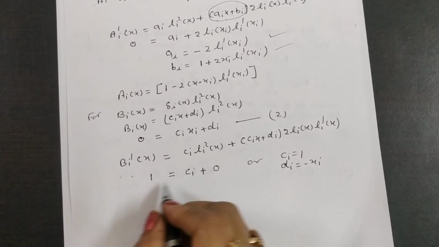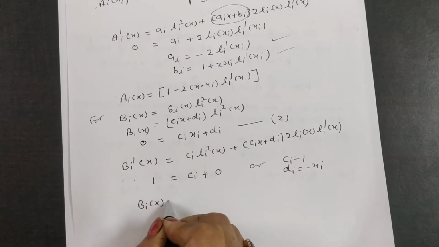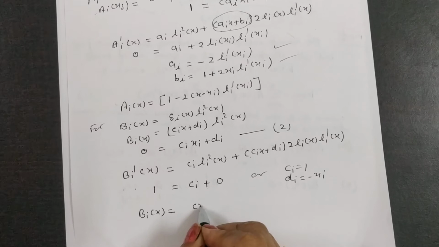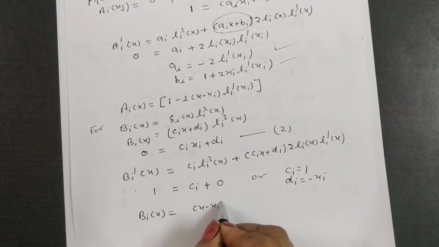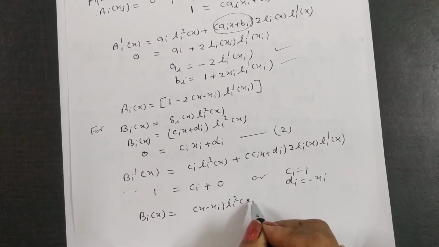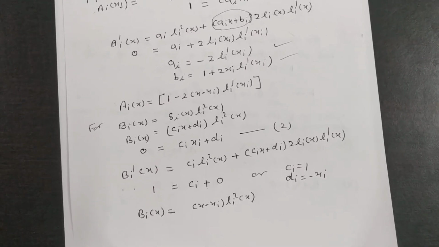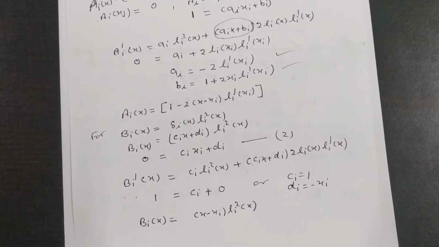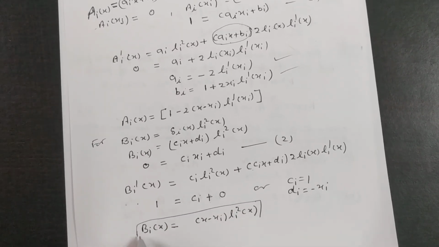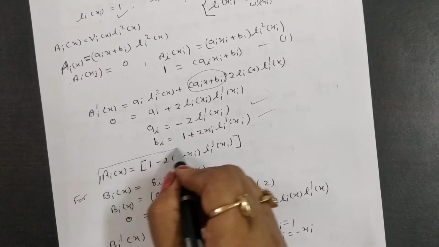Now substituting this, bix becomes x minus xi times li square x. Yes, clear? Okay. Now substituting these values, bi from here and aix from here.